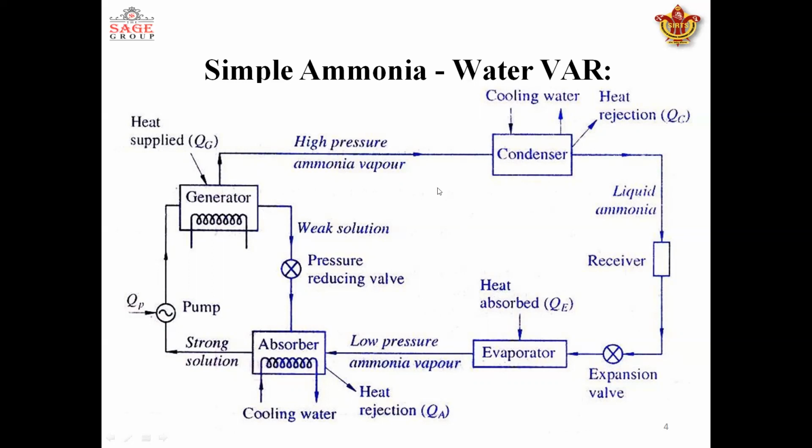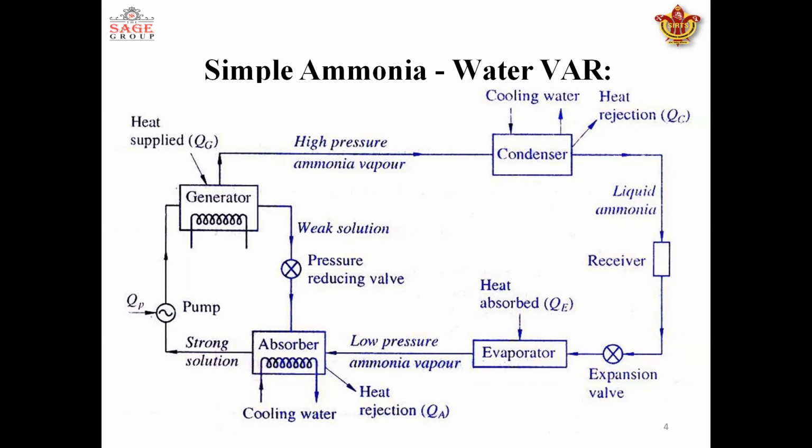Okay, so now at the condenser, the cooling water is circulating through the condenser, which is used to reject the latent heat of condensation of the refrigerant to the surroundings, and thus the high pressure ammonia vapor is converted into the liquid phase.